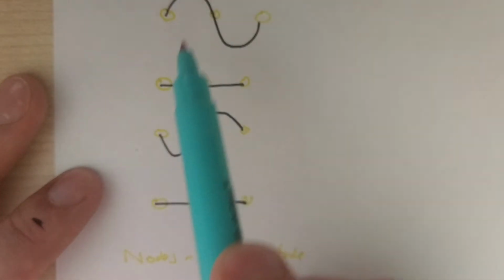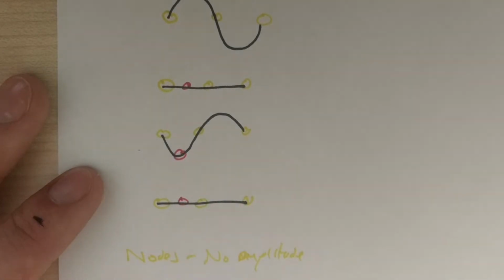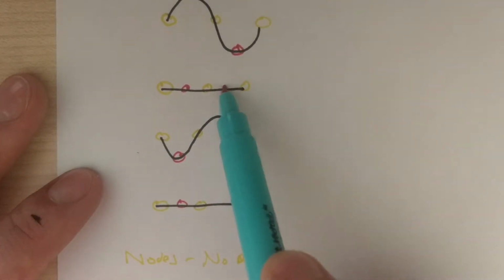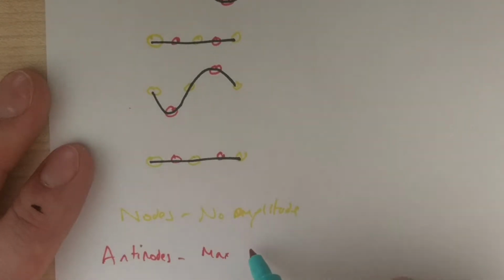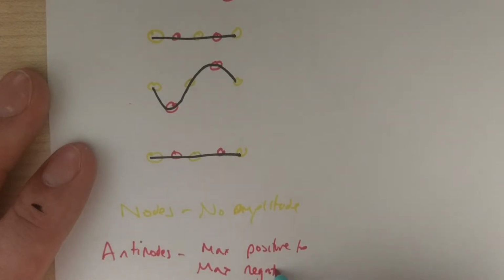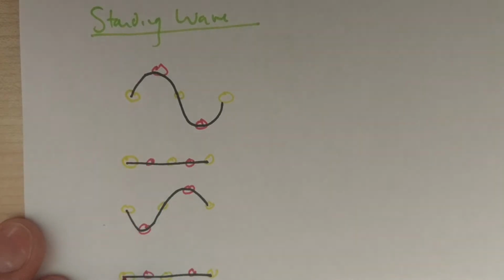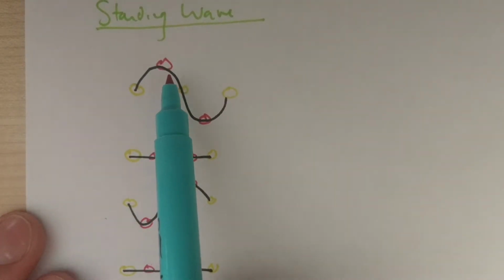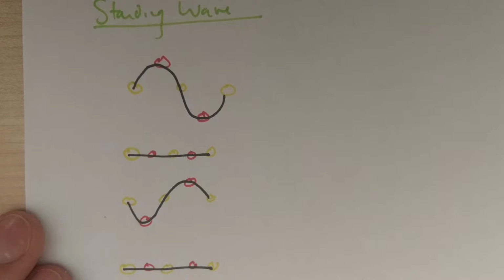If we look here, in red, we go maximum amplitude, no amplitude, maximum negative amplitude, no amplitude. And here, negative, none, positive, none. These are called our antinodes. And these go from maximum positive to maximum negative amplitude. So a really key characteristic of our standing waves is we have points where we have minima and points that will oscillate from positive maxima to negative maxima. But it is always the same points in our standing wave that have these characteristics.